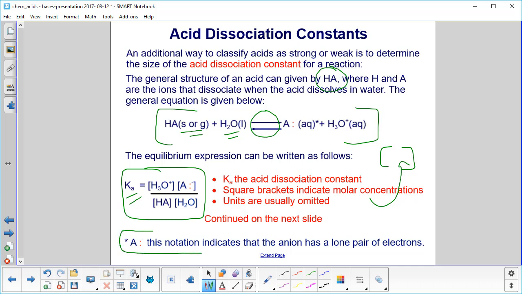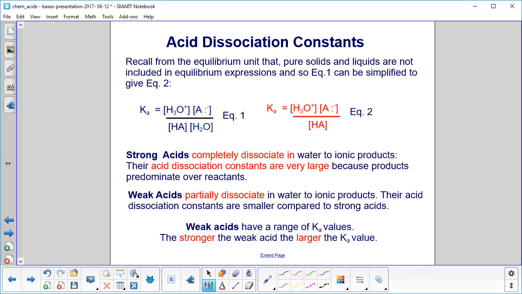Now just look at this little notation here. You saw the colon and then the negative up here. That's not a bad smiley face. That means it's an anion with a lone pair of electrons. The colon there, and I'll put it up here, that's the lone pair of electrons. Depending on the order your teacher goes, you're either going to be recalling from the equilibrium unit or you're going to cover that next. But we'll just give you a little hint here.